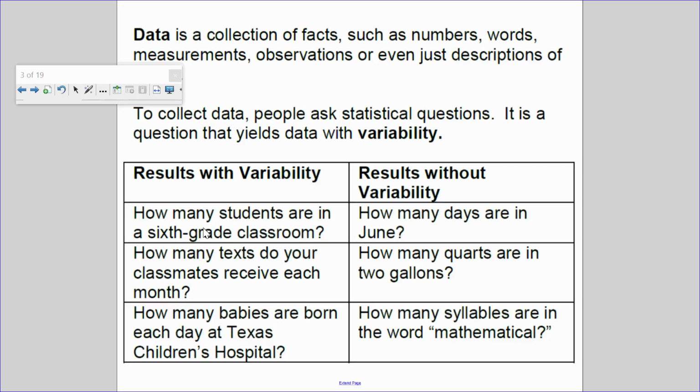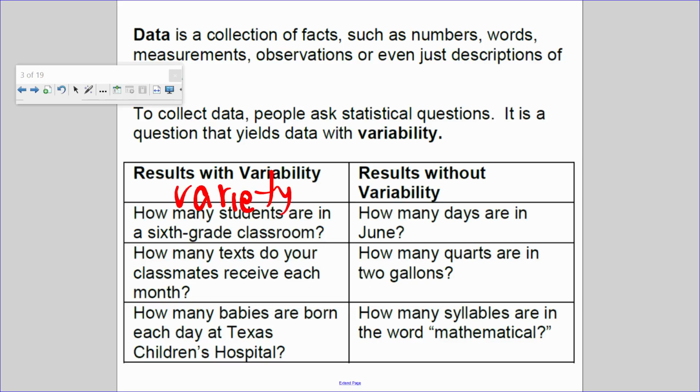How many babies are born each day at Texas Children's Hospital? It could be 50, 20, 10, 14. These results in many different varieties of answers. So variability comes with a variety of answers.